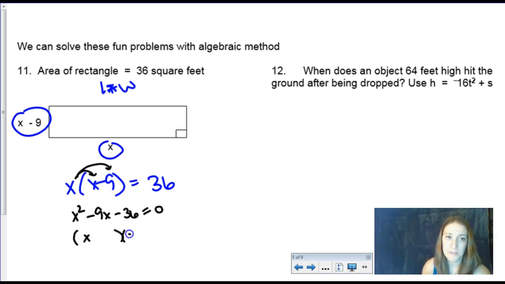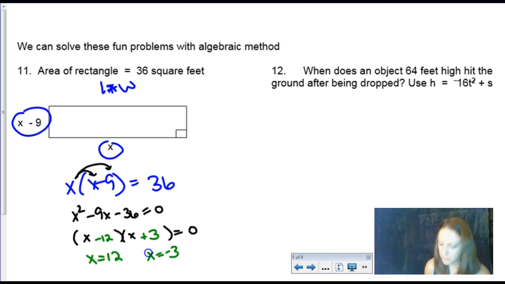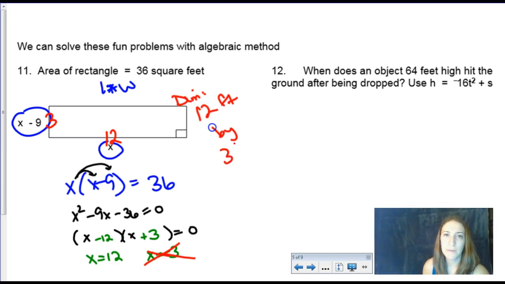The thing I wanted to show you in this question is we're going to get two answers, but we're going to have to cross one of them off, because multiplies to negative 36 adds to negative 9 would be negative 12 and positive 3. So when we solve these factors, you're going to get x equals positive 12 and x equals negative 3. But remember what x represented. It was the length of this rectangle. It's not going to make any sense to have a length of a rectangle that's negative 3 feet. But if I called this guy 12, 12 minus 9 is 3, and that would be the dimensions of our rectangle. So the dimensions are 12 feet by 3 feet.